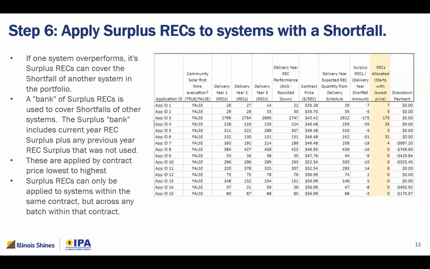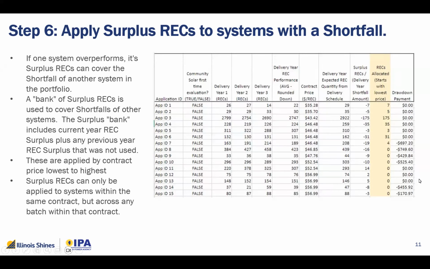Surplus RECs are applied by contract price lowest to highest and can only be applied to systems within the same contract. They can be applied across any batch within a contract. So in this example, we would first want to sort contract price low to high. You can see we're starting off at $35.28 and building up to $56.99. And then from there, you basically pull surplus RECs out of the bank and apply them to each system one at a time until the system is considered fully delivered. And you do that over and over until you run out of surplus RECs.